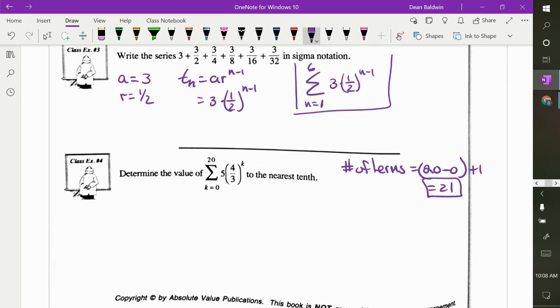So the first term is T1. What number do I plug in first for k? 0. You start with the lower limit. So I'm going to get, anything to the 0 power is? So I just get 5. That's your A value.